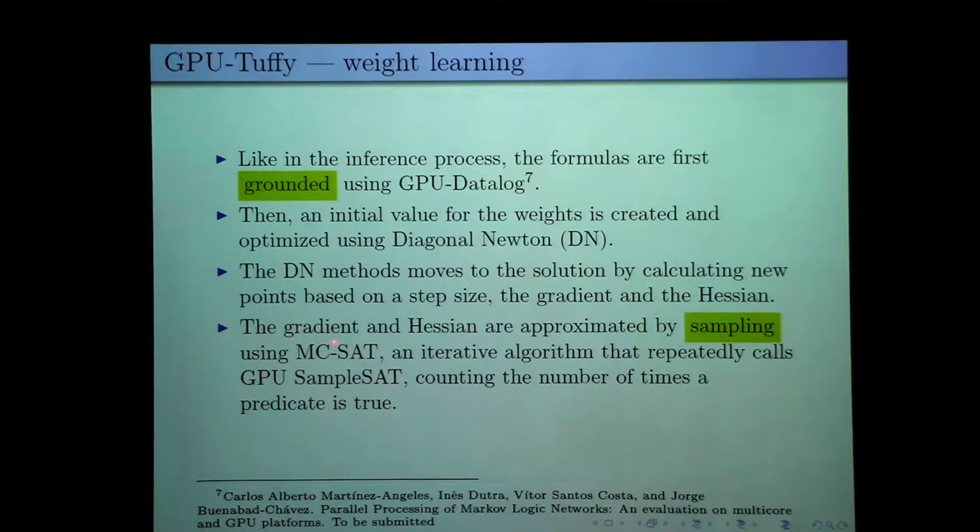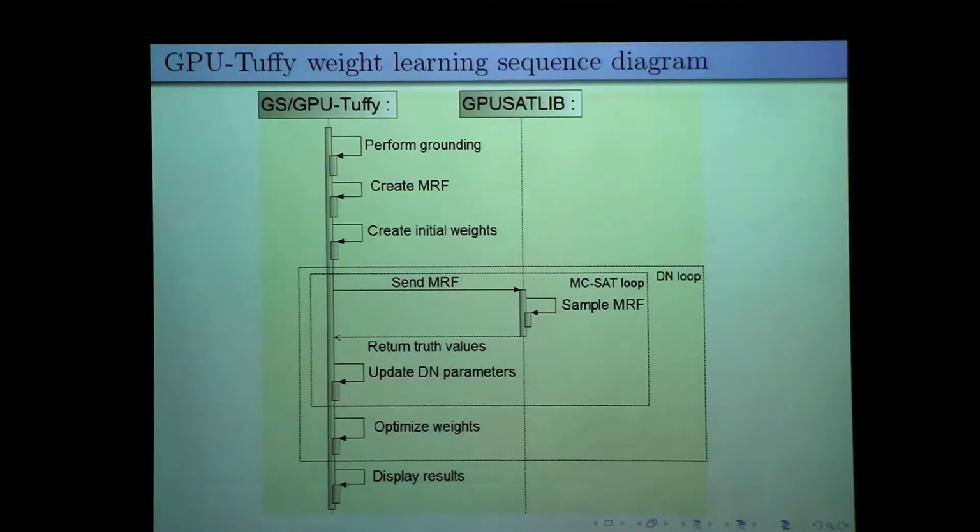formula for the weights. And this gradient and Hessian are approximated by performing the sampling, with this algorithm called MC-SAT, which itself calls GPU SampleSAT, which is included in our GPU SATlib. And that is to count the number of times a predicate is true to find the Hessian and the gradient. And well, here we have the diagram of how this is done.